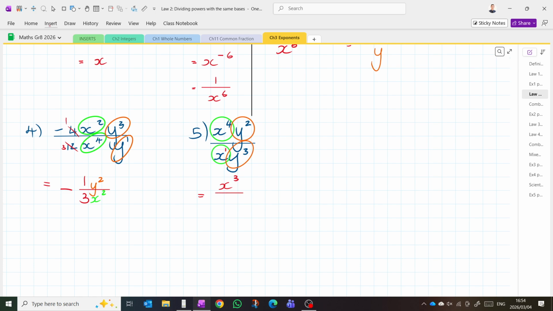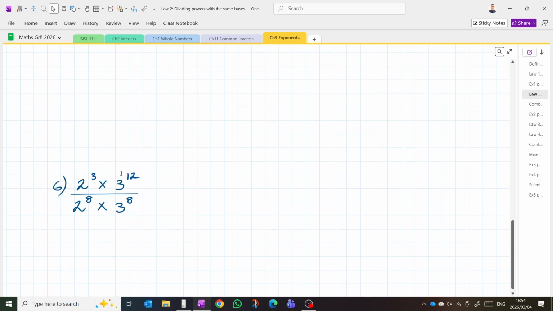y squared divided by y to the power 3. 3 minus 2, smaller from the larger, leaves me with 1. The bigger one was in the denominator, so that leaves me with y to the power 1 in the denominator, or just y. Both are fine. And then our last one.